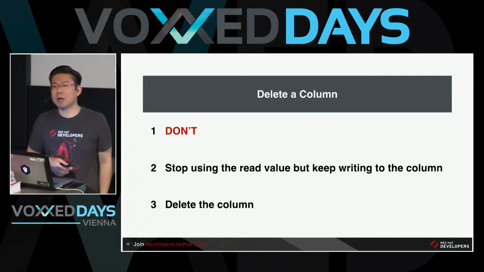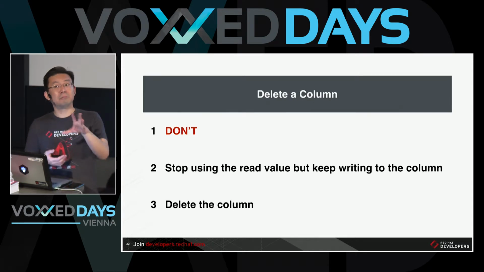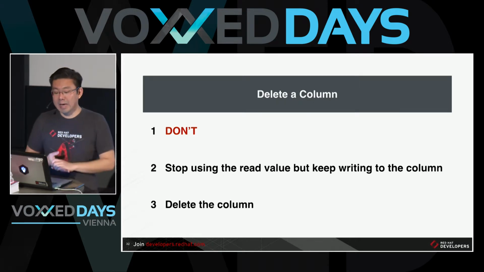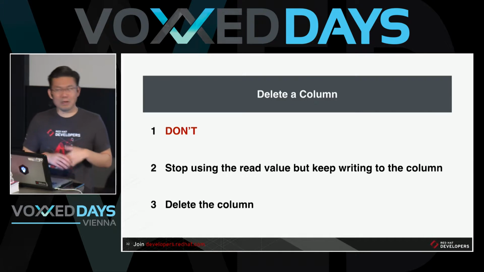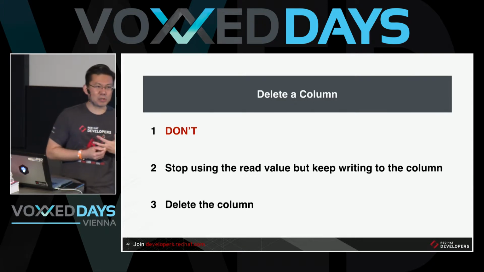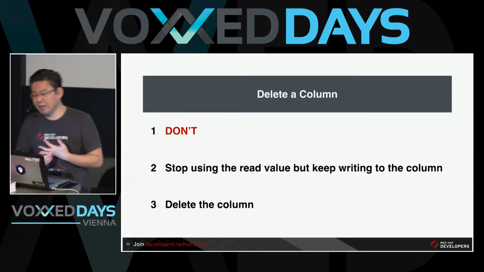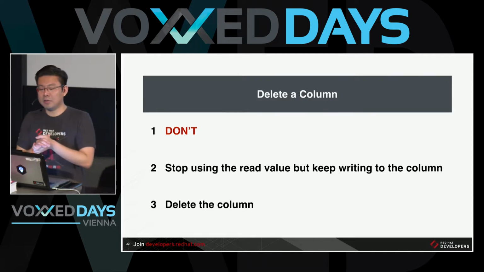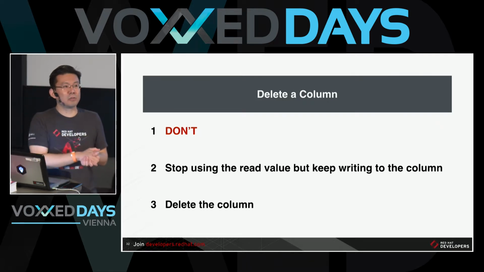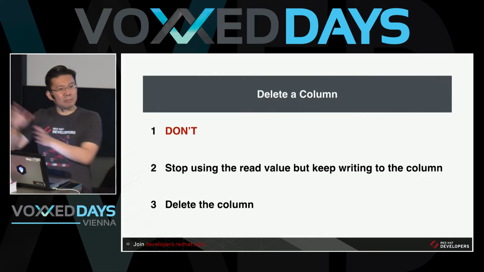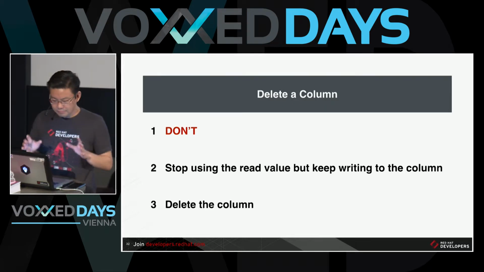You just simply stop using the read value, but you keep writing to the column because, you know, backward compatibility. And much later, if you realize, oh, really nobody's using that thing anymore, we've released multiple versions already, and that column data is not needed anymore, then you just mark the column to be deleted by the DBA many weeks or months later. So that's how it works for zero-downtime migrations.